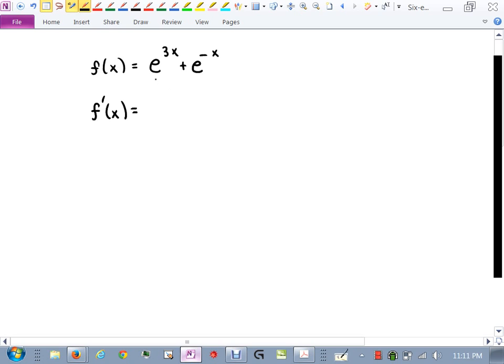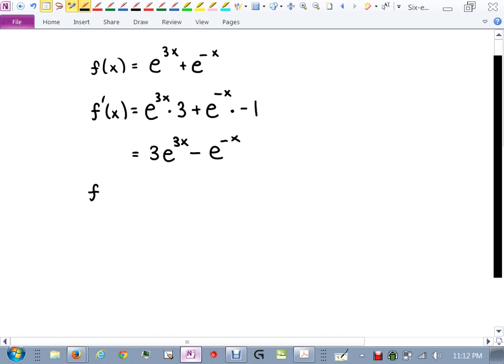Our first derivative, okay, we have 2 terms, so we're going to do them separately. Derivative of e to anything is itself, and then times the derivative of what's up in the exponent, so derivative of 3x is 3. Then plus derivative of e to anything is itself, times the derivative of what's up there, which is -1. Clean that up a little bit. That's 3e to the 3x, minus e to the negative x. All right, that's my first derivative.